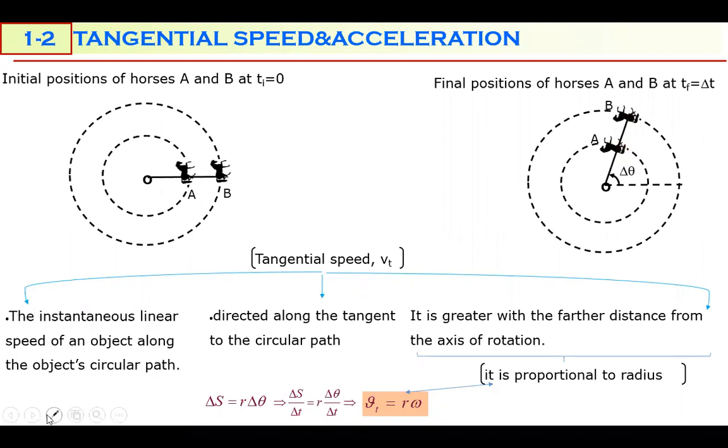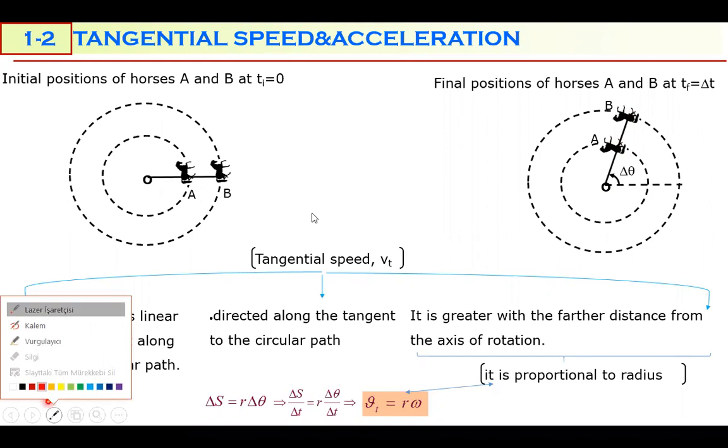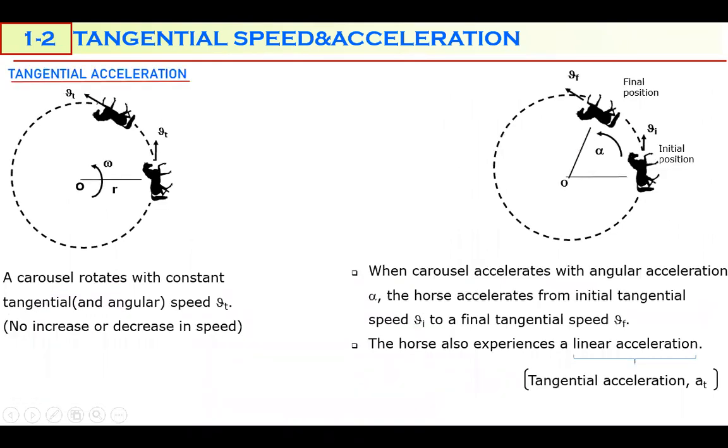And what if the object is not moving with constant tangential speed? What if the object is speeding up or slowing down? Assume the carousel has already started and must attain a speed, or the carousel must be stopped. Then in this case, these tangential speeds will change. Here it is constant, but here it's changing. Initial and final, I give some numbers. Again, tangential speeds, but not constant.